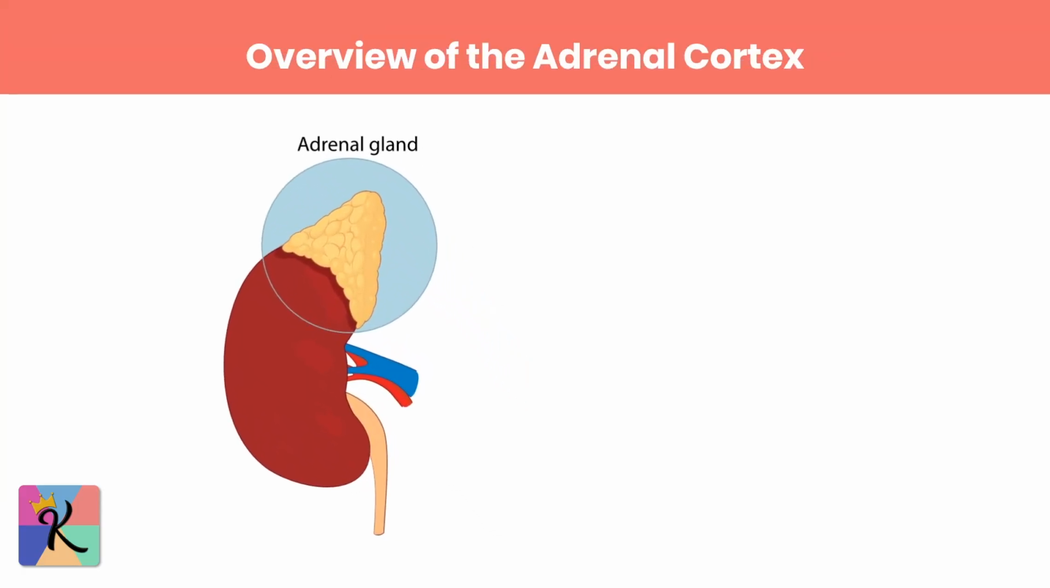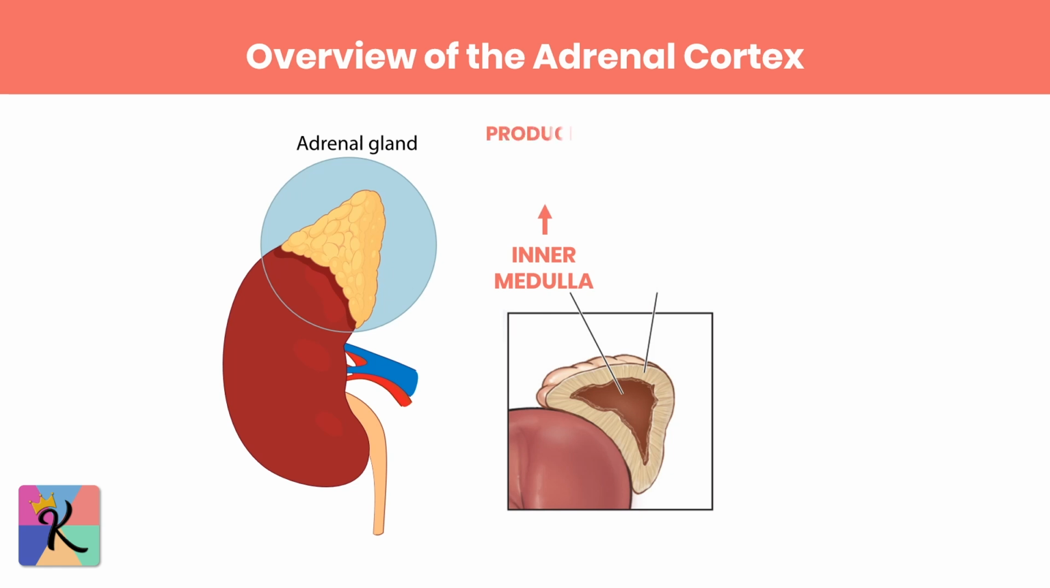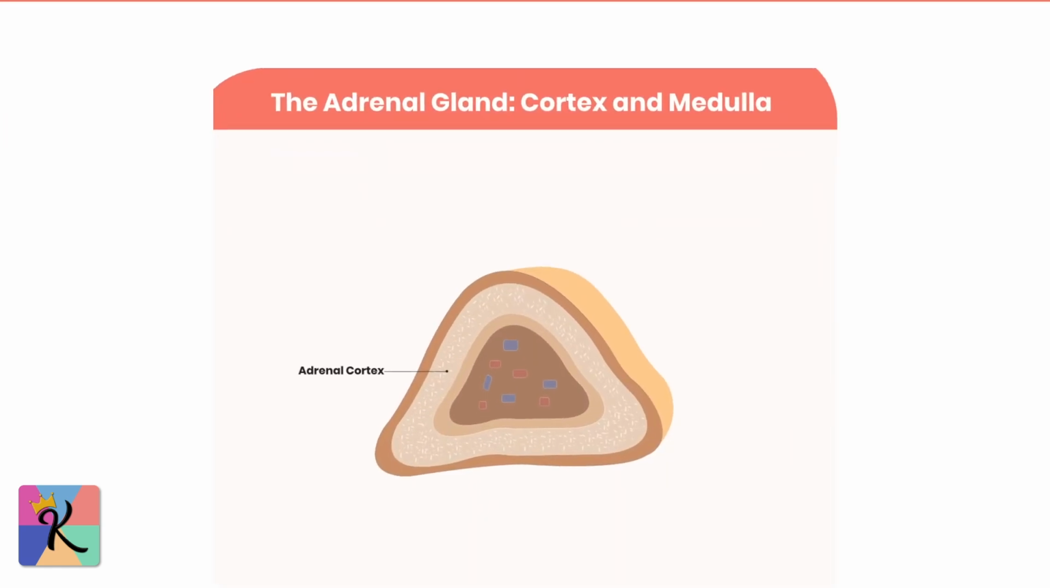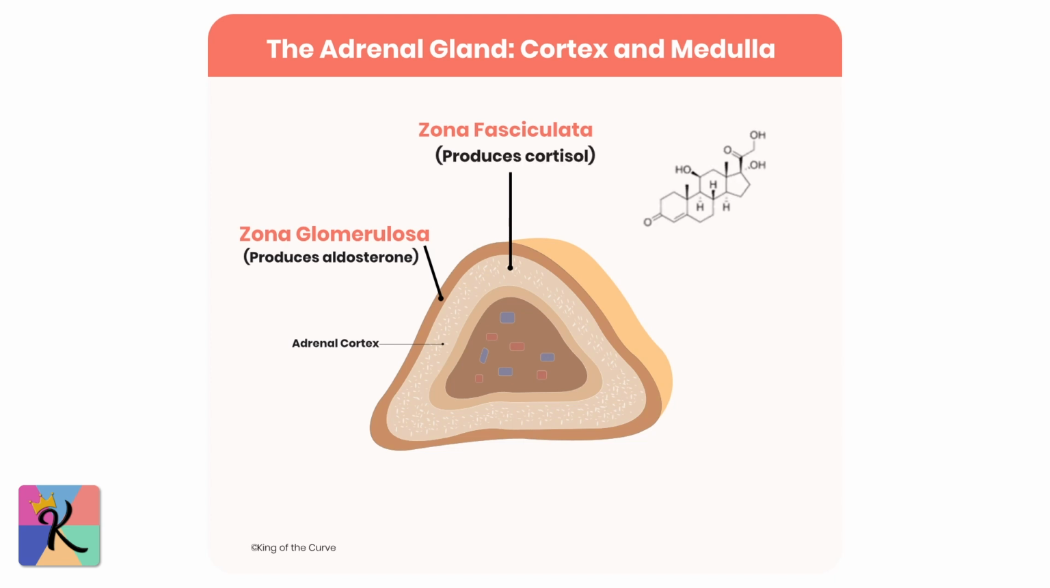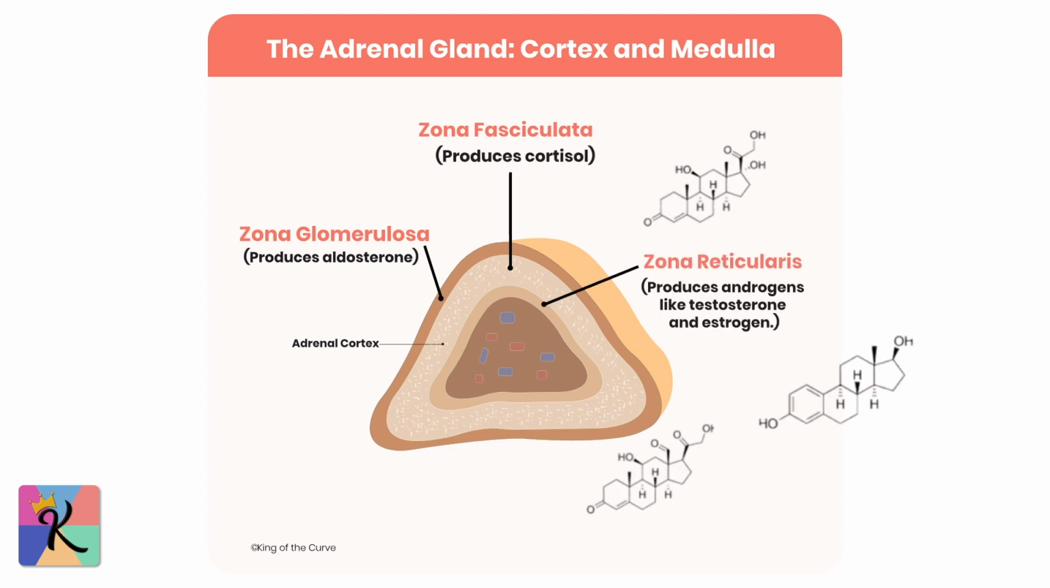The adrenal gland has 2 main parts: the inner medulla, which produces catecholamines like adrenaline; and the outer cortex, which is subdivided into 3 layers: the zona glomerulosa, which produces aldosterone; the zona fasciculata, which produces cortisol; and the zona reticularis, which produces androgens like testosterone and estrogen.